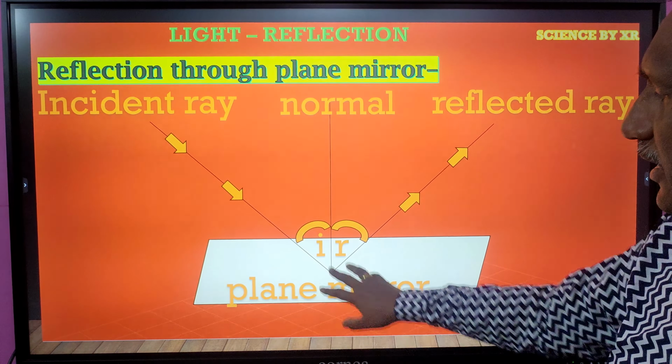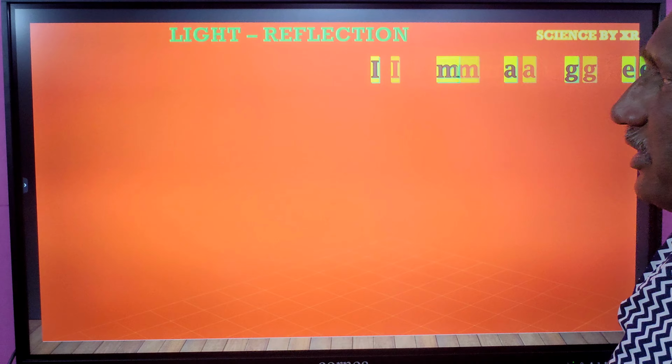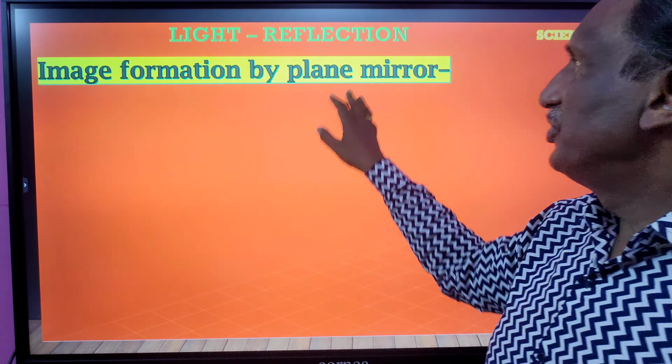So angle I and angle R are just equal, that we have studied. Now image formation by a plane mirror. Now that was only the laws of reflection. Now how is an image formed? Suppose I am standing in front of a mirror. How is my image formed?